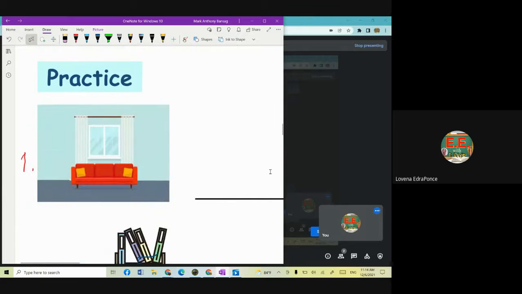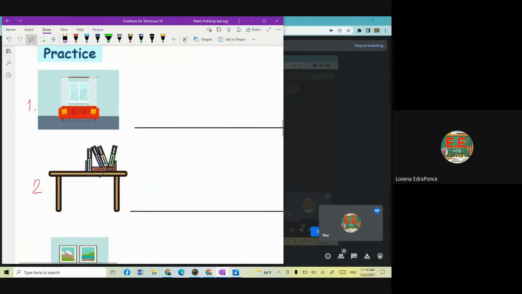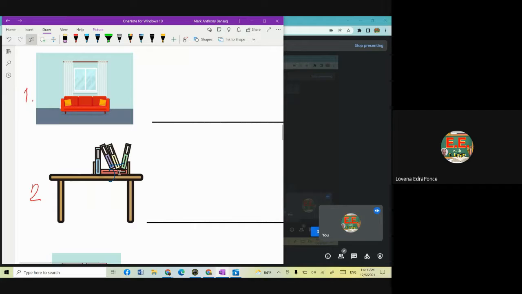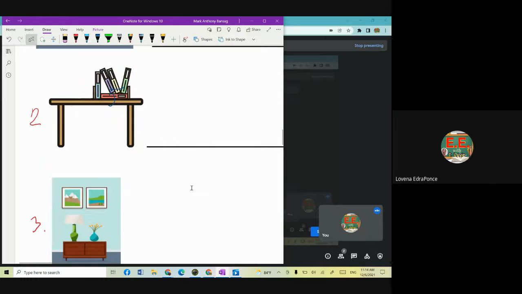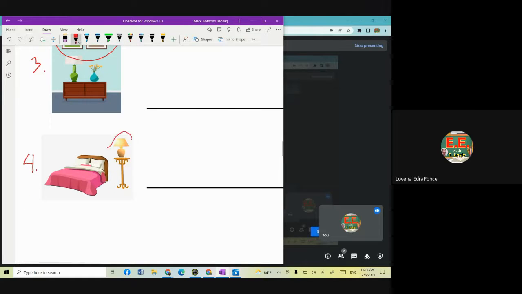Now, for example, number one, there is a sofa by the window. Number two, there are books on the table. Number three, there are pictures on the wall. And number four, there is a lamp by the bed.